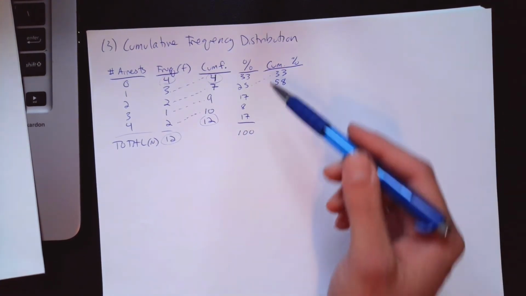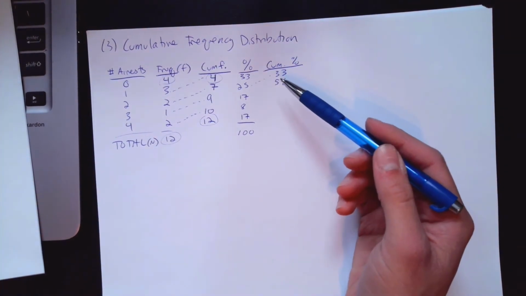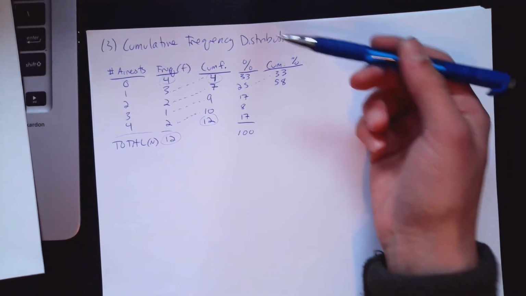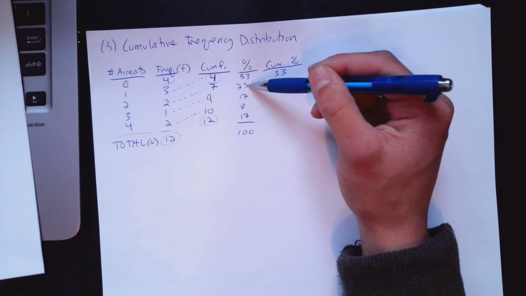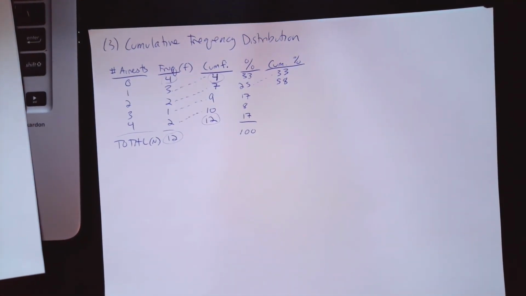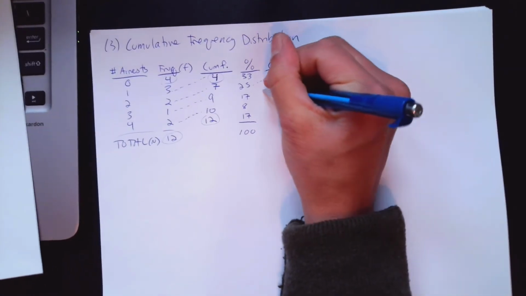So in other words, 58% of the sample has either 0 or 1 arrests. So 1 arrest or less than that. And you could double check that by adding these two relative frequencies to each other. We can keep going down to fill this up.